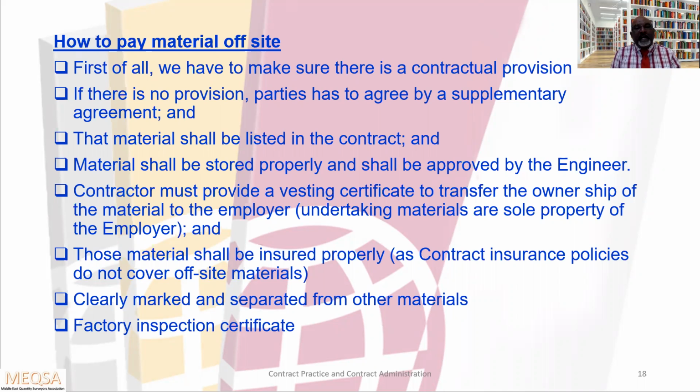The materials should be clearly marked and separated from other materials. Also, a factory inspection certificate should be submitted with that invoice. This is how to pay for material offsite. This is the most popular question in the APC panel, so you have to give the answer like this. These are the steps actually.